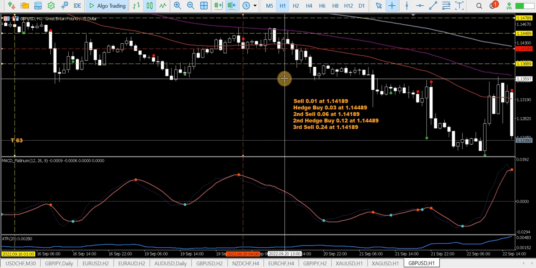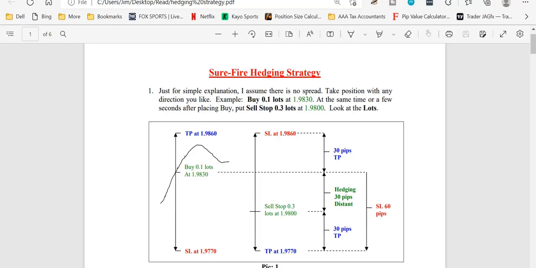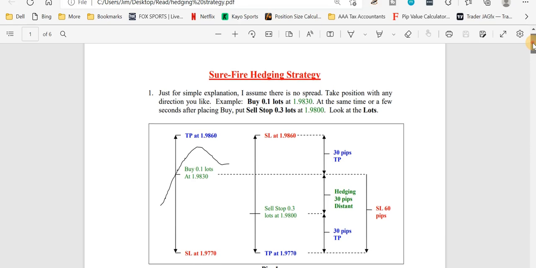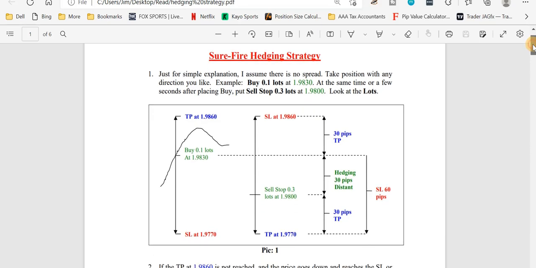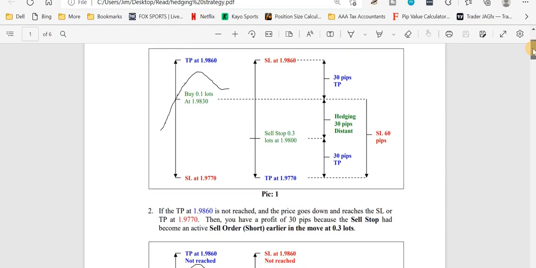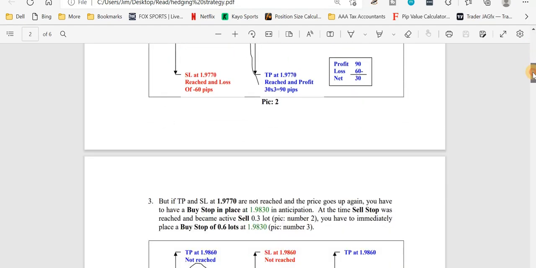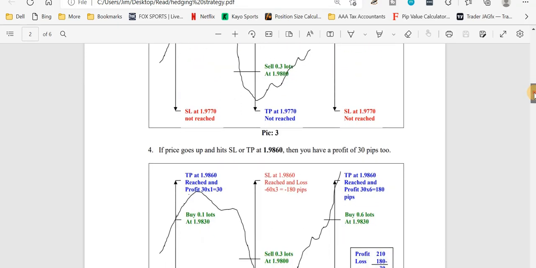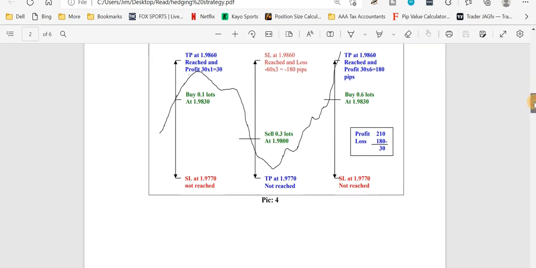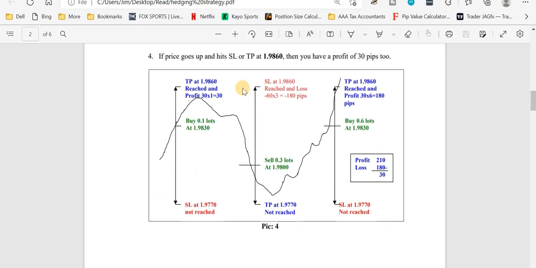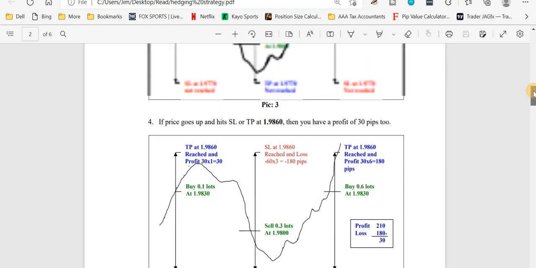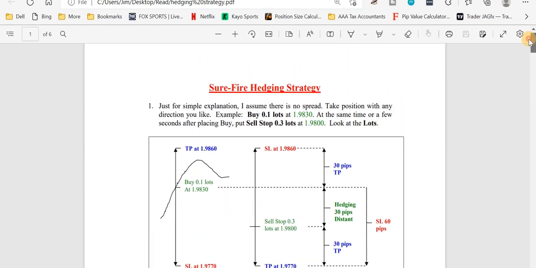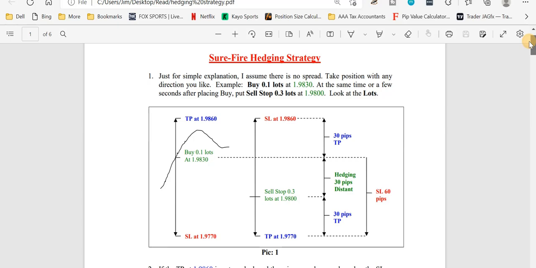Obviously with the ATR, the original document for this, the Surefire Hedging Strategy, whatever it's called, they use a fixed pip stop and target, etc. So they're using various, the 30 pips, whatever it is, 60 pip stop, 30 pip, which just happened to work out exactly as per my example with the ATR. I don't particularly like these fixed numbers. I've done a lot of playing around with this, and the ATR, that 1.4 ATR seems to work well.